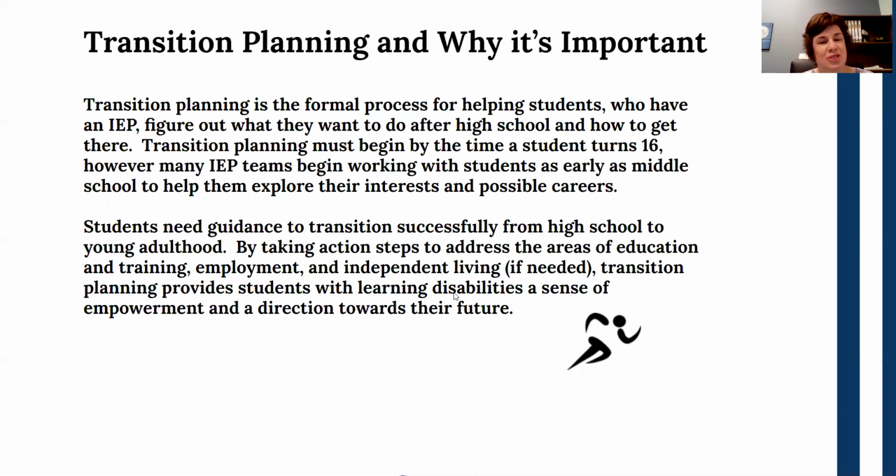Students need guidance to transition successfully from high school to young adulthood. And if we help them take steps to address certain areas that are going to happen as they enter young adulthood, like their education and training, employment, independent living, it will help them create a plan. And by developing transition goals, it gives a student a sense of empowerment and direction for their future.